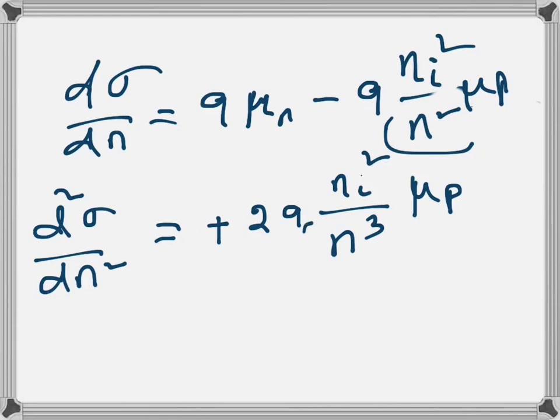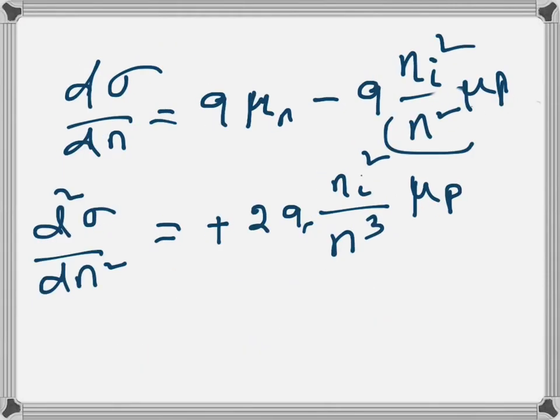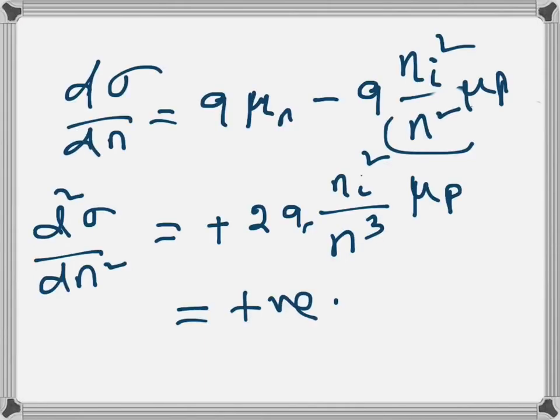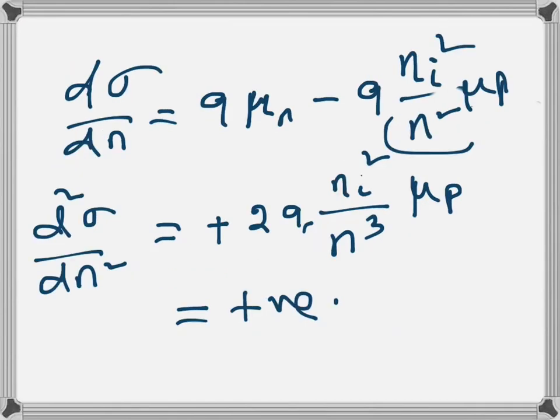Now when I plug this value into the second derivative, I can see the result is positive because all these terms are positive. As a result, we can say that this is a minima. So we know this value gives a minima of sigma, when n is equal to this one. We will just plug this value into the sigma expression to get the minimum sigma.